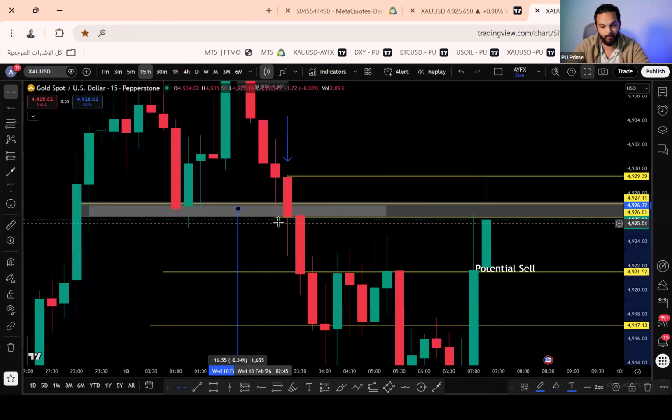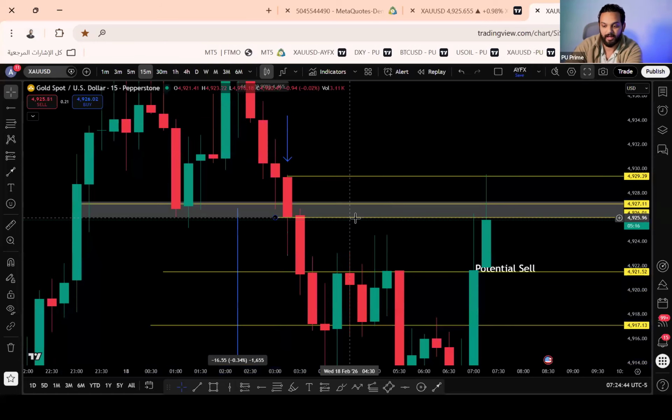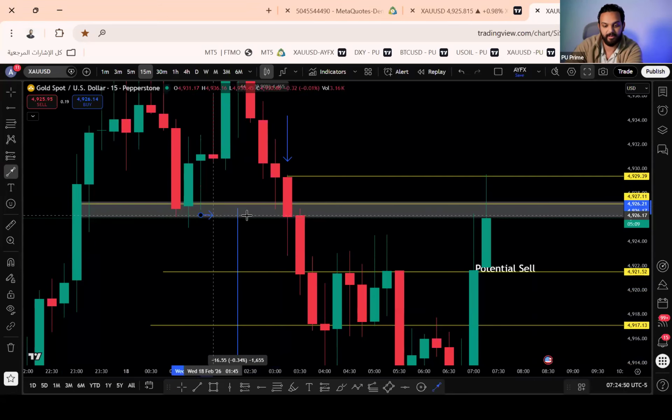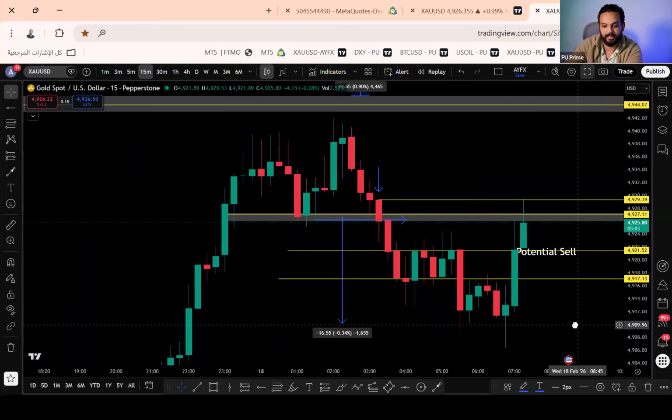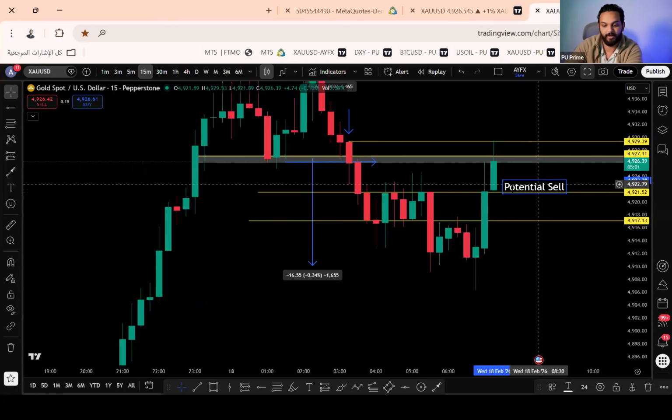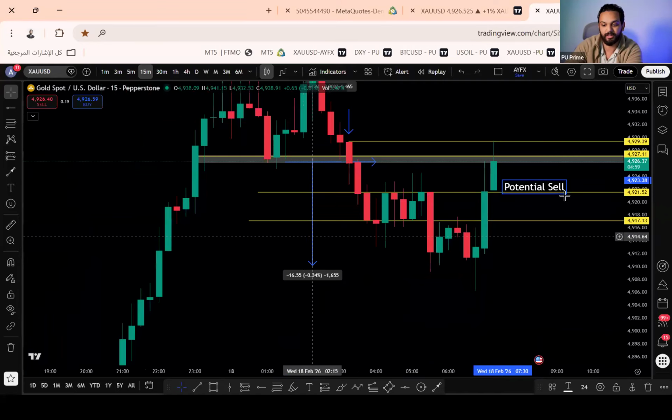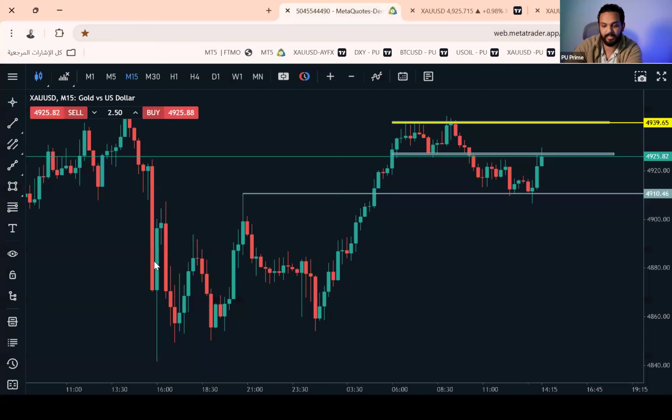As you can see, I was just highlighting my areas, and then I took the trade roughly from this point, and it continues to this level. So I just prepared everything. I said it is a potential sell level. So as you can see here.